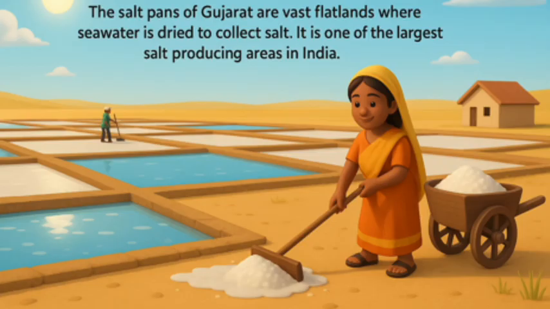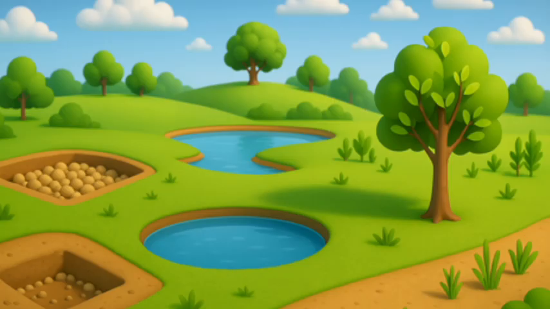Do you know? The salt pans of Gujarat are vast flatlands where seawater is dried to collect salt. It is one of the largest salt-producing areas in India. Do you know? Open, uncovered areas allow water to seep into the ground. Soak pits, ponds, human-made lakes, and planting more trees help rainwater return underground.